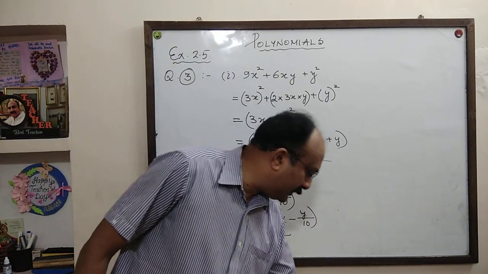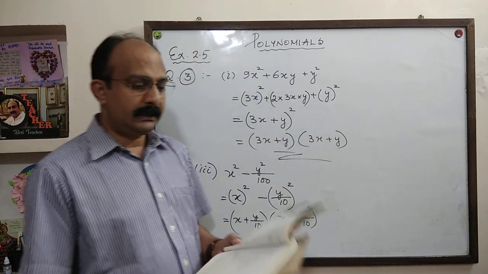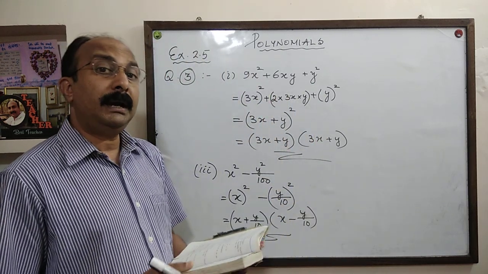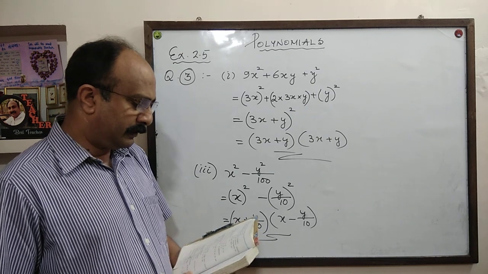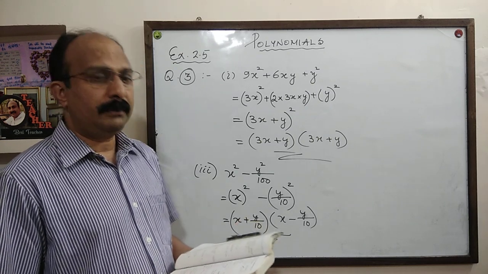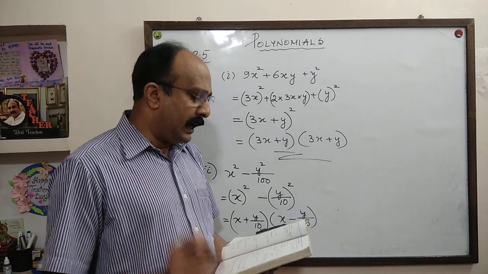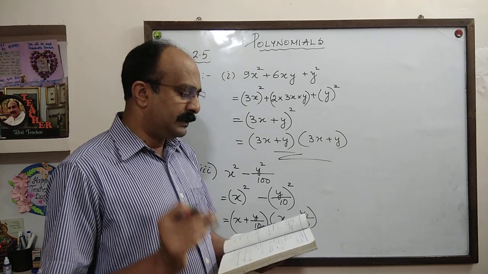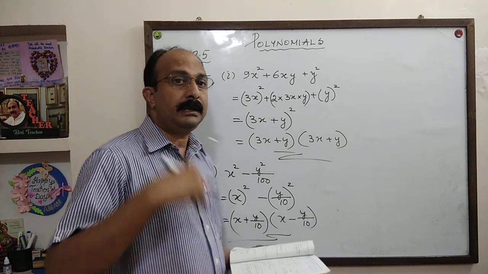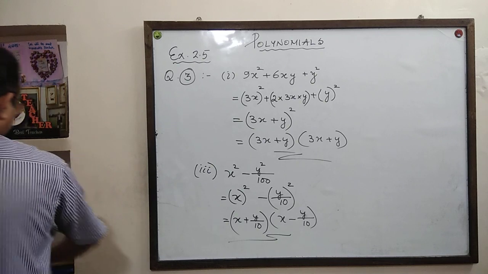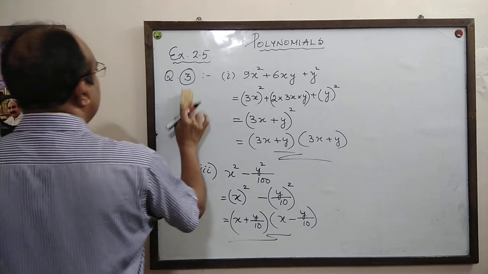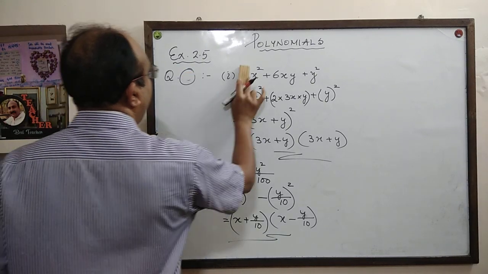So only one question is homework. The second one is homework. That is in the form of a minus b the whole square. Do it by yourself. Now question number 4. Expand each of the following by using suitable identities.